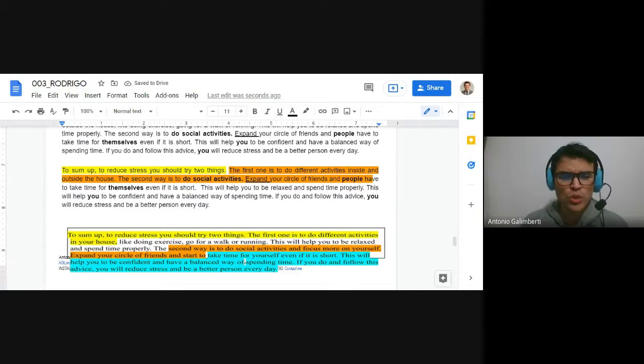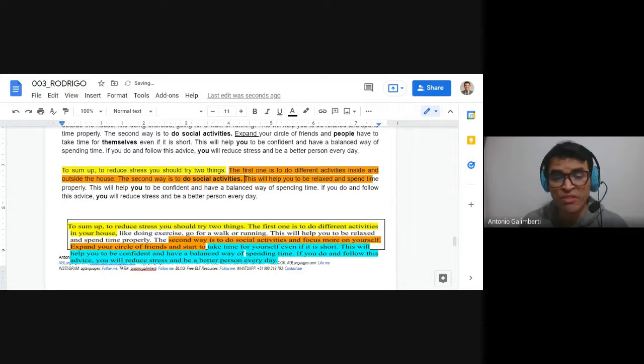The second way is to do social activities. All right. And in my opinion, you don't need to mention the specifics again. Okay. Now we change it into plural because you're talking about two things. These will help you to be relaxed, or help you to relax and spend time properly. And here you're also talking about the effects, the consequences. That's very good.